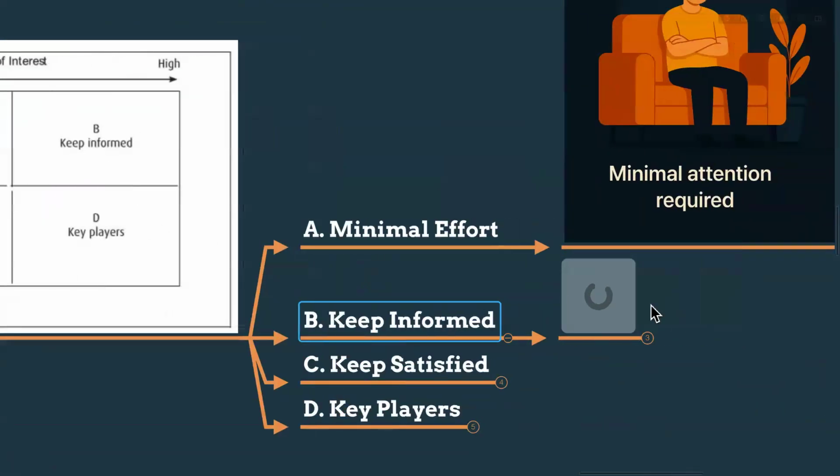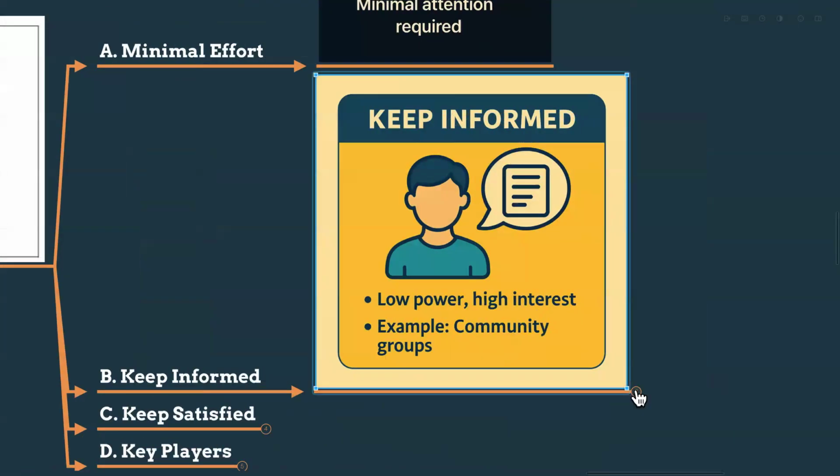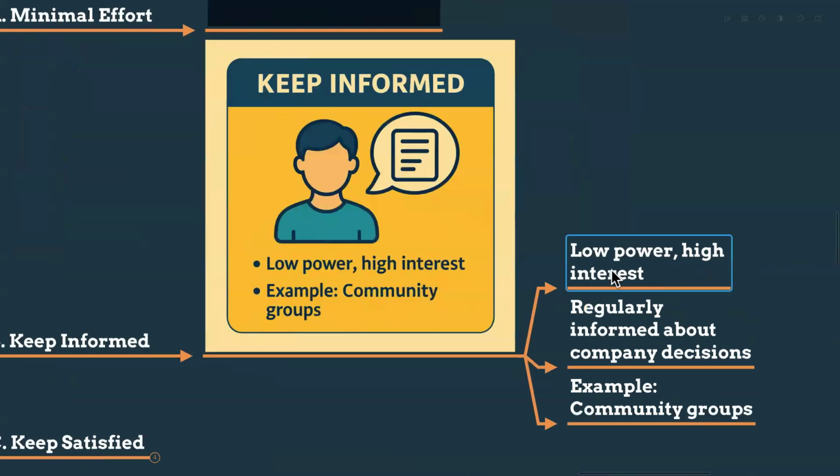And let's talk about keep informed. The B category people have low power, but they have high interest.